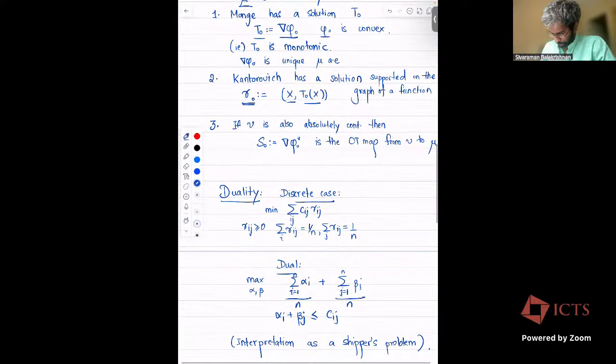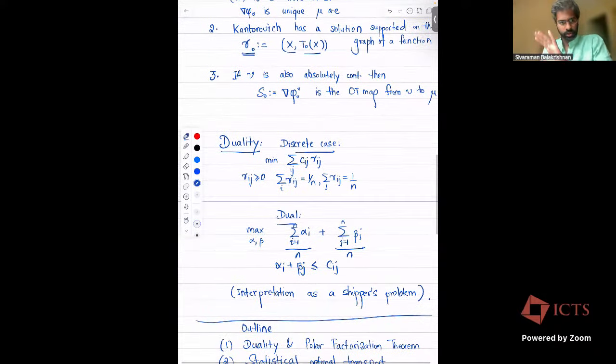Okay, so we also briefly saw that you can reverse all of these things. That is, if the distribution nu is also absolutely continuous, then you can define the reverse map from nu to mu. And in this case, it will take the form of the gradient of the conjugate of the original function. So the gradient of some convex function pushes you over, the gradient of its conjugate will pull you back. Okay, then we started talking about duality.